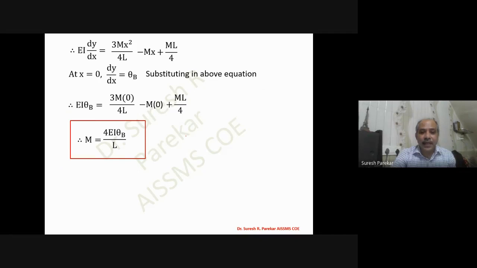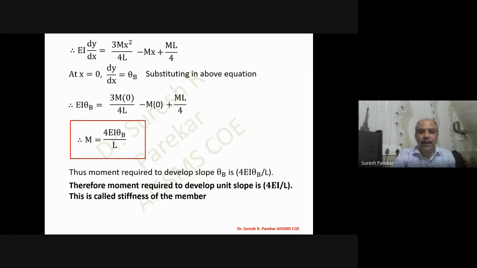Now, what does it mean? That means you can see here the moment required to develop slope theta B is 4 EI theta B by L. So this M will develop theta B slope. Now, if I have to go for unit slope, then what will happen? Theta B becomes 1 and my value becomes 4 EI upon L, and this is called the stiffness of the member. Thus stiffness is the force required for unit deformation.